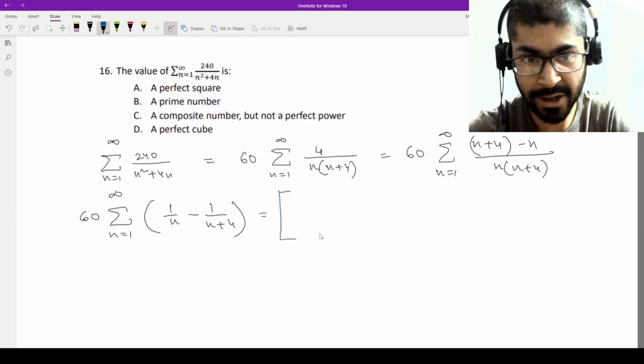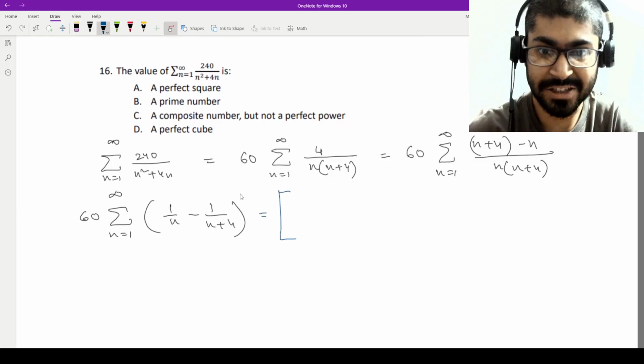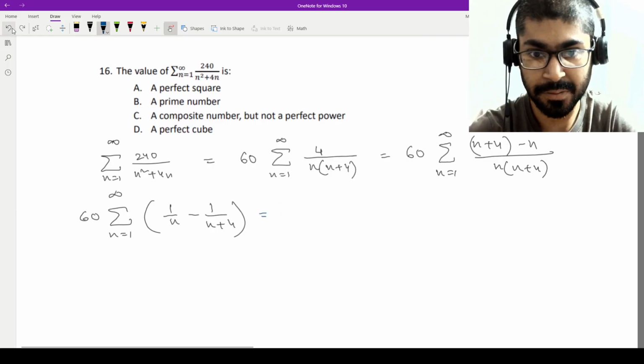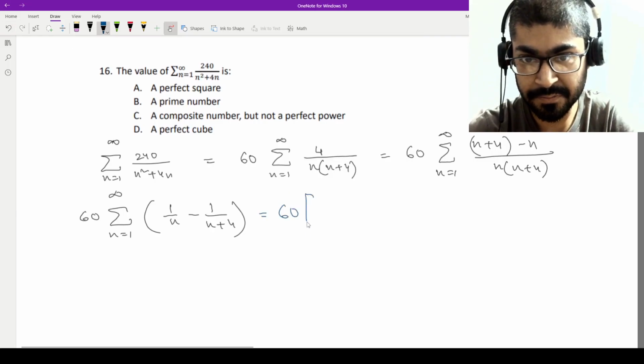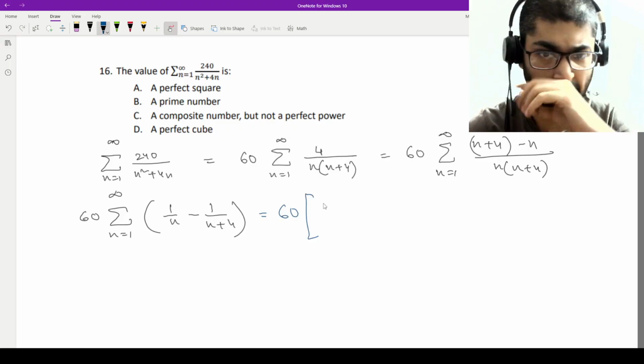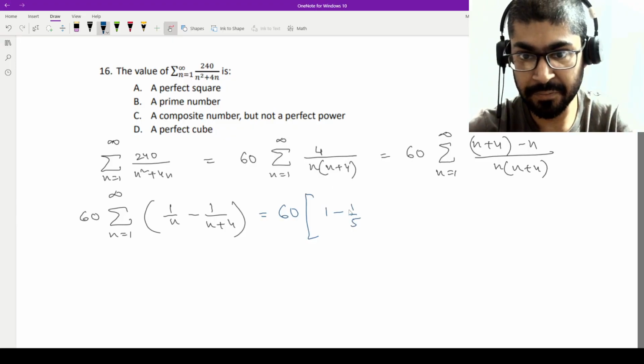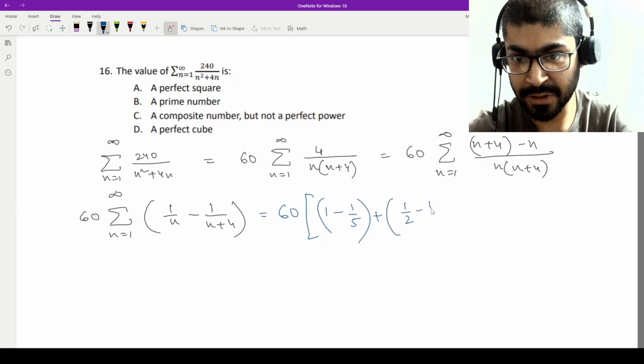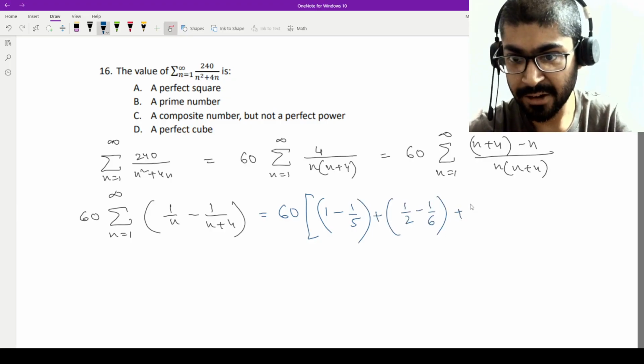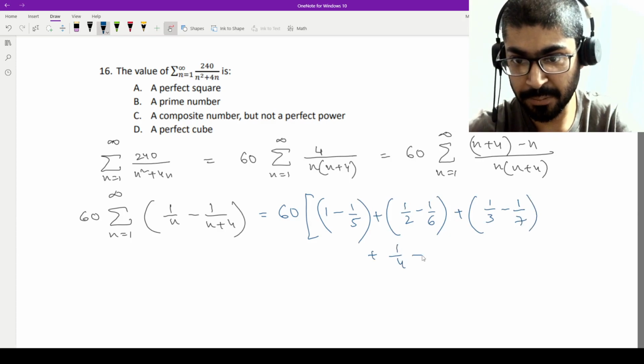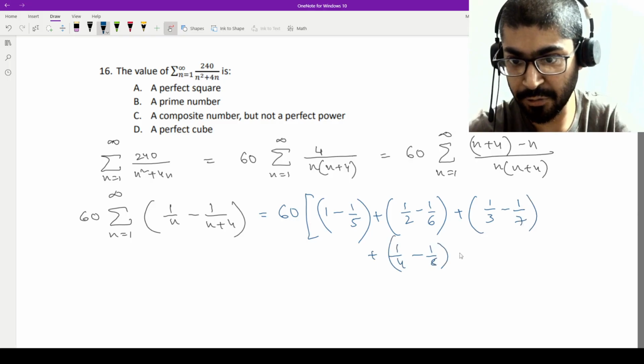So this will look like, of course 60 will be multiplied outside, so 60 times we would have, at n equal to 1 we would have 1 minus 1 by 5. At n equal to 2 we would have half minus 1/6. At n equal to 3 we will have 1/3 minus 1/7. At n equal to 4 we are going to have 1/4 minus 1/8. At n equal to 5 we are going to have 1/5 minus 1/9, and so on.